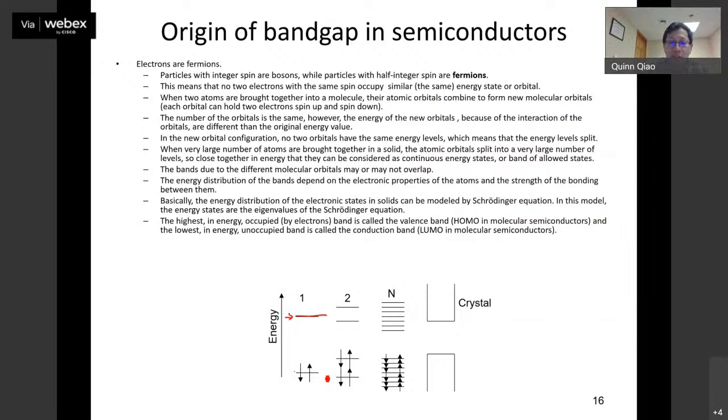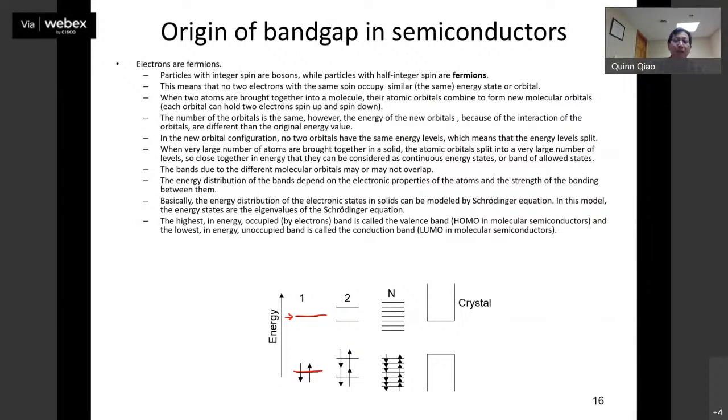Then the two electrons will stay in the ground state. If you have two molecules, or two atoms come together, they have two states. And then you have n. If n molecules come together, delocalize and interact with each other, you will form many energy states. Here, just assume one atom or one molecule has one energy state, that's either filled or unfilled. The filled one will be in the ground state.